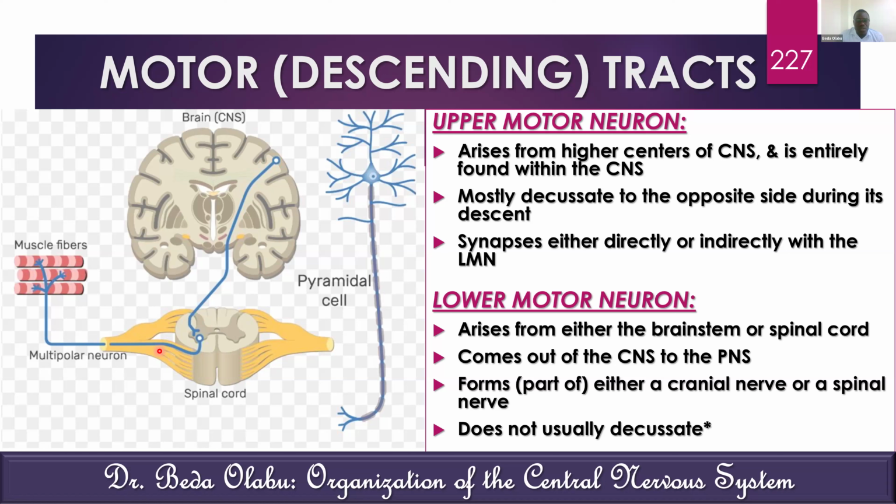Usually, the lower motor neuron does not decussate. We only have one example of a lower motor neuron that decussates, and that is the trochlear nerve. The trochlear nerve is the fourth cranial nerve, and is the only one we know that actually decussates. The decussation, however, is not even external. The decussation is within the midbrain after the axons have come out from the cell bodies of the lower motor neuron. That's when the decussation occurs, but still within the midbrain. It's the only lower motor neuron that we know to decussate. Otherwise, all the other lower motor neurons do not decussate.